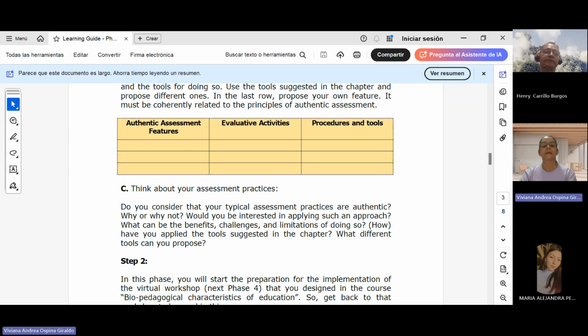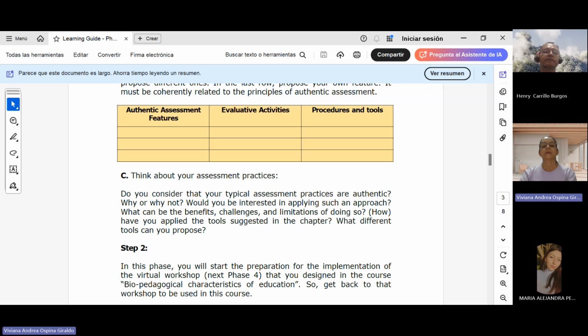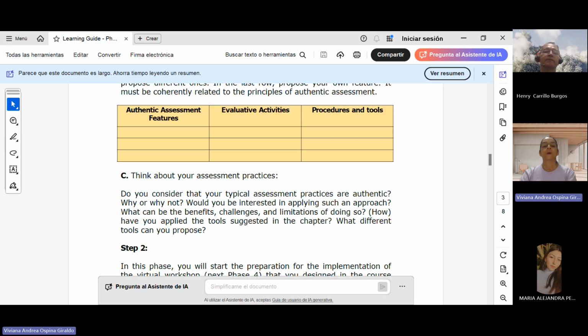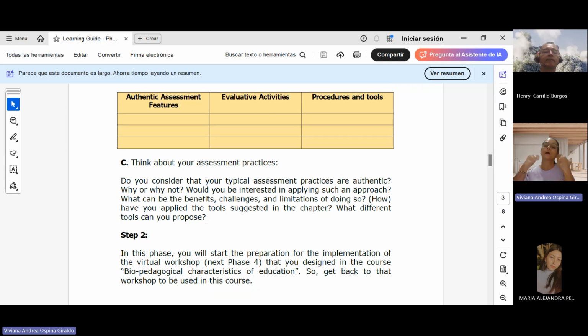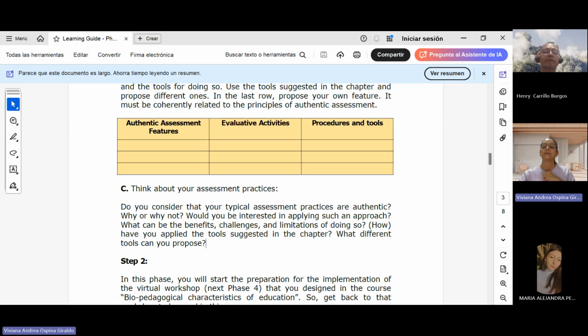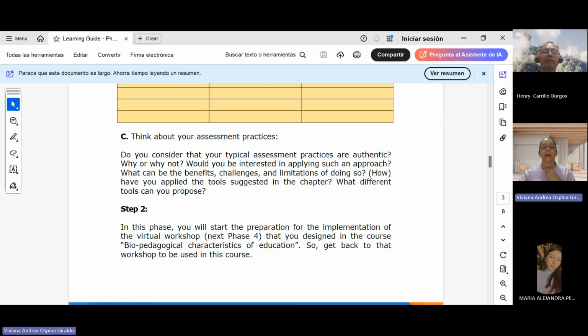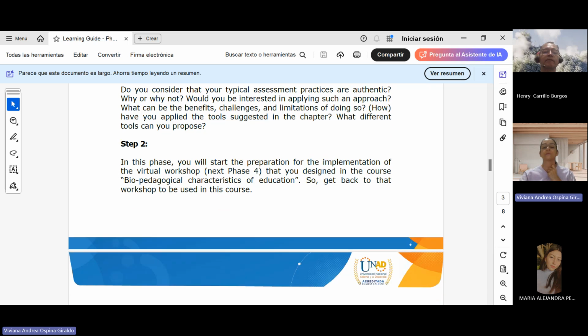Then after that, they're asking me: do you consider that your typical assessment practices are authentic? Why or why not? Would you be interested in applying such an approach? What can be the benefits? So you have to answer these different questions after you have read and internalized the information and made this chart. Then you are ready for step 2.